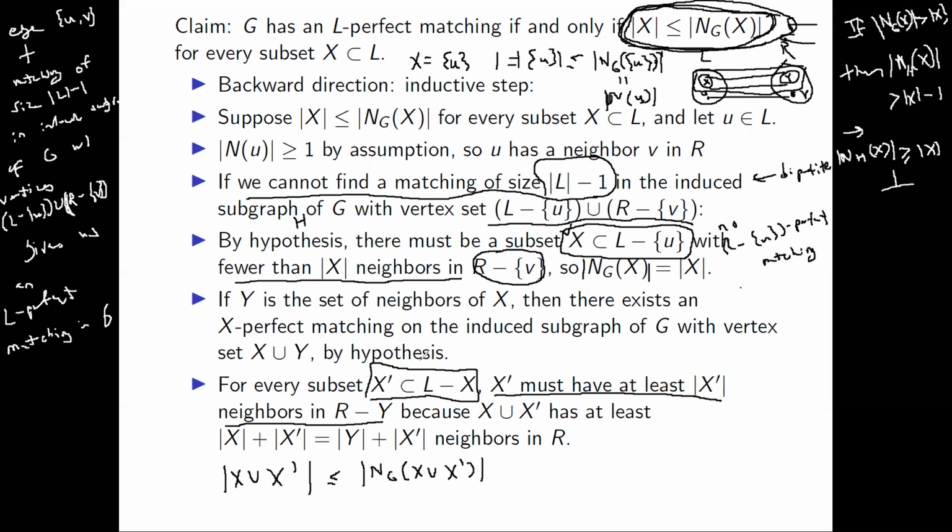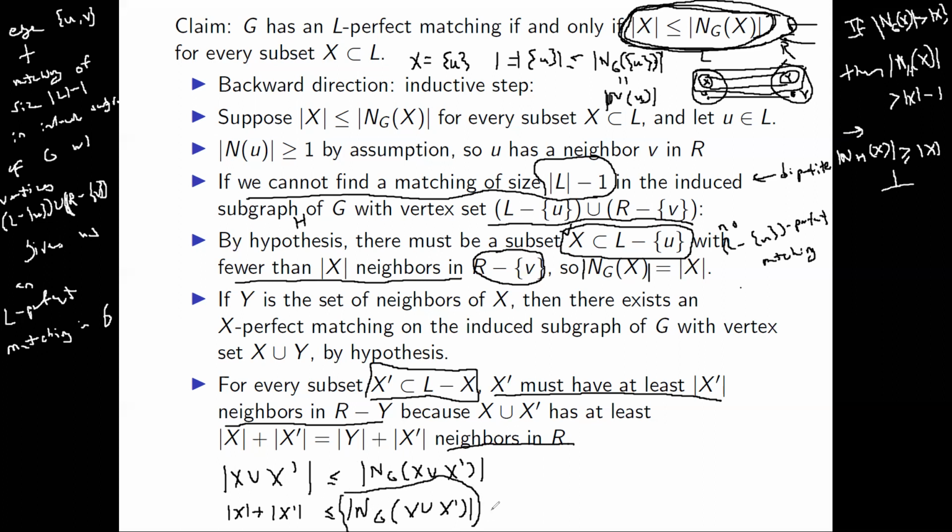And x prime is a subset of L minus x. So x and x prime are clearly disjoint. So the cardinality of x union x prime is just the cardinality of x plus the cardinality of x prime. And we're just saying that that's less than or equal to the cardinality of the neighborhood of x union x prime in G. And that is how we can say that x union x prime has at least cardinality of x plus cardinality of x prime neighbors in R, because the size of the neighborhood of x union x prime in G is at least the cardinality of x plus the cardinality of x prime.